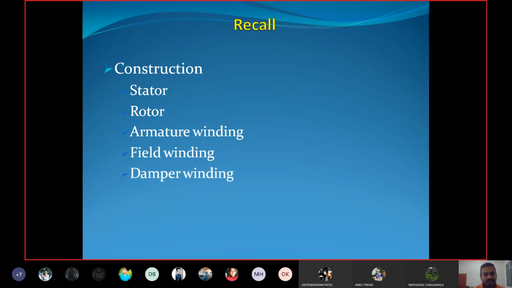Okay, so stator is a static part, rotor is a rotating part. The winding which is wound in the armature is known as the armature winding, the winding which is wound on the magnetic pole is the field winding, and one extra winding which is wound in the pole shoe of the magnetic pole is known as the damper winding.